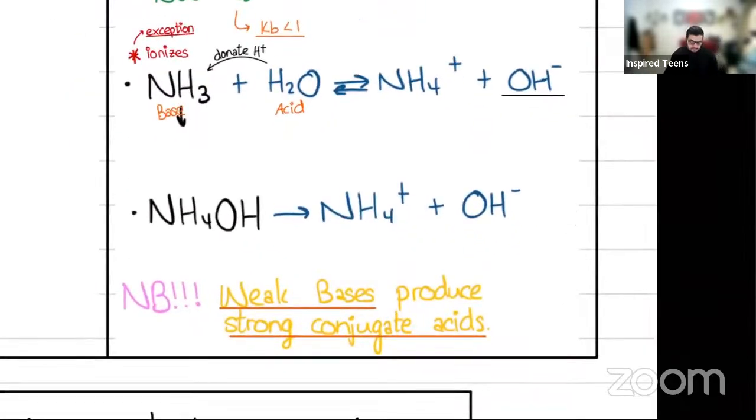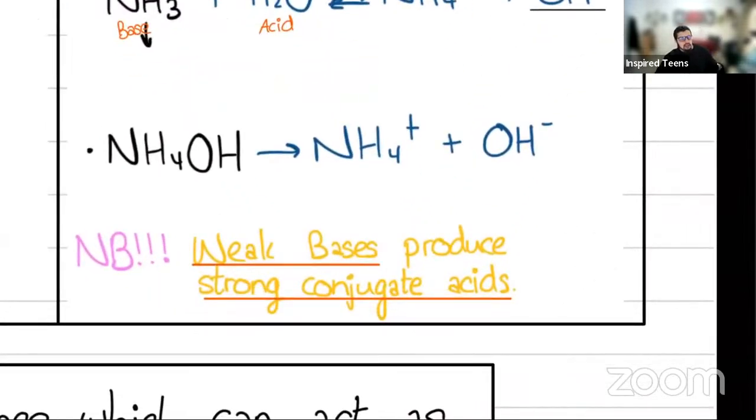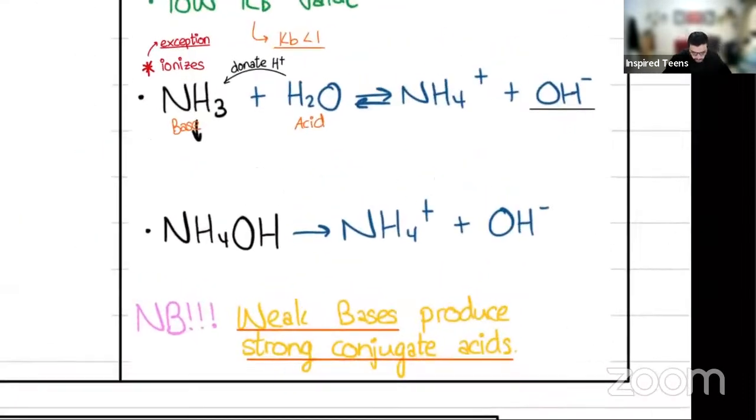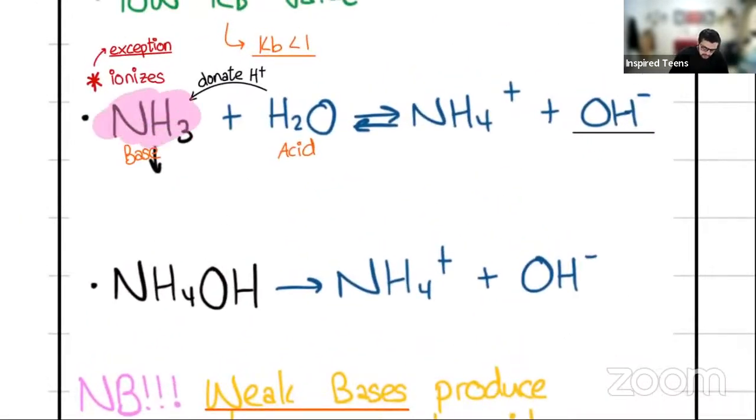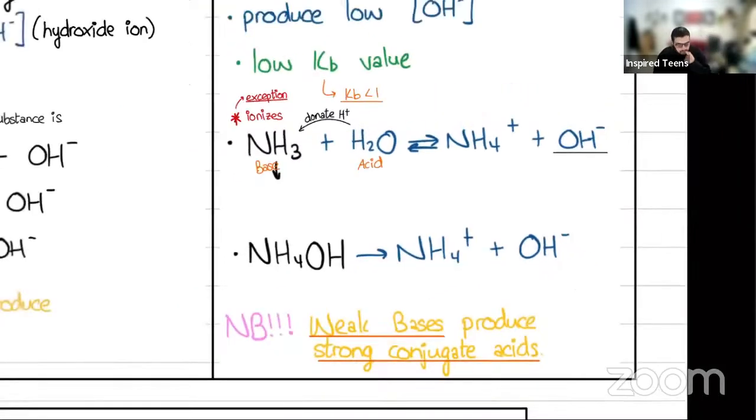So that's just an exception, but we can look at the dissociation of another weak base. NH4OH separates into its ions, NH4 plus and OH minus. Again, note, weak bases produce strong conjugate acids. So while this is weak, this is strong. Okay, cool.